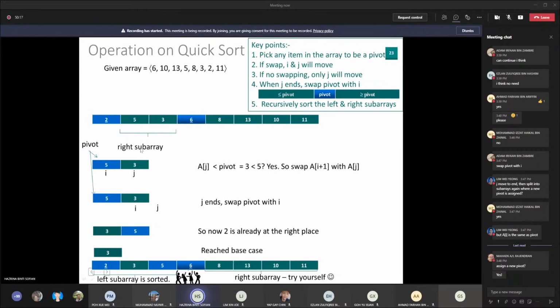We will do the right subarray, 5 3. So we choose a pivot. Okay, close like Mahin said. I choose 5. You can decide to choose 3, up to you. Then we do the same thing. If A[J] is smaller than the pivot, so is 3 smaller than 5? Yes. Okay, so swap I plus 1 with J. What is I plus 1? I plus 1 is here, right? And J is also here, right?